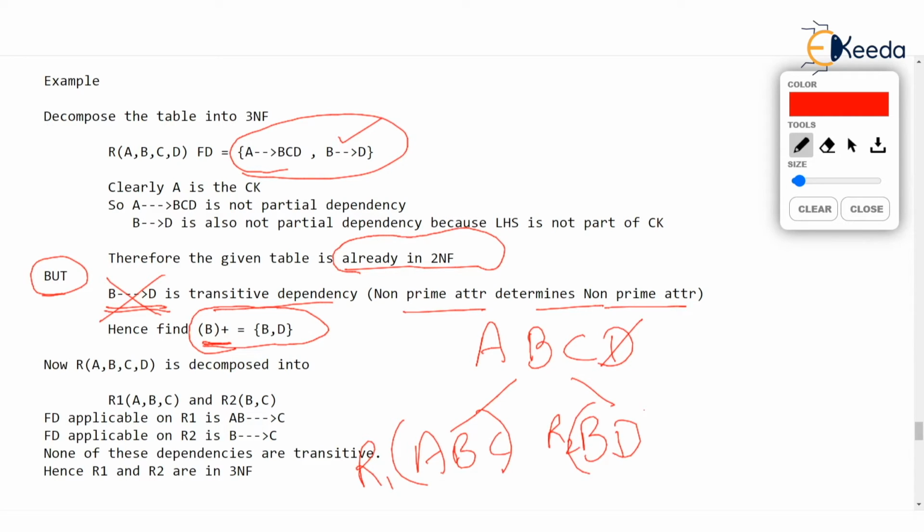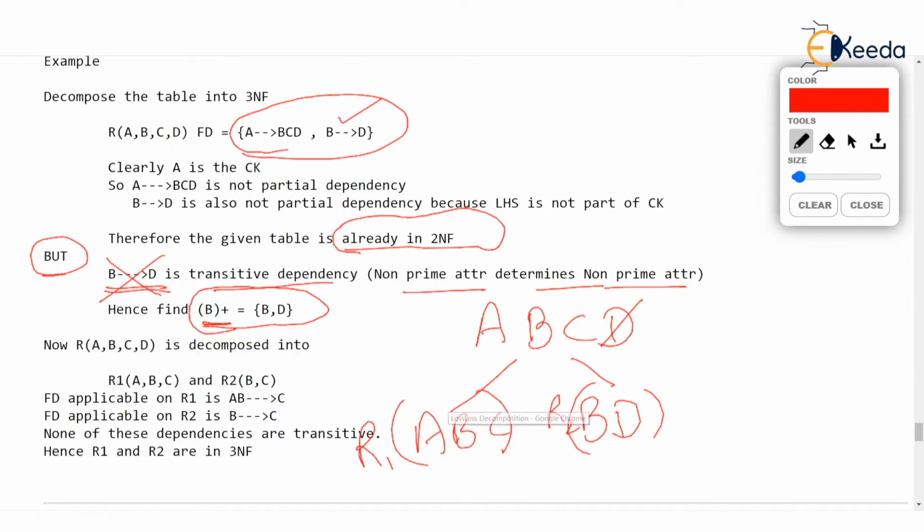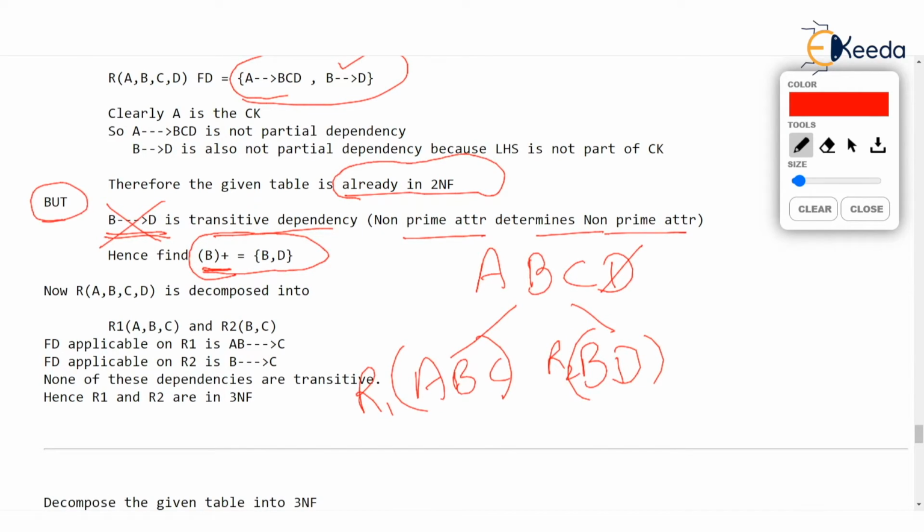But before you close the discussion, you have to check whether R1 has any transitive dependencies. Definitely there will be no partial dependencies because we knew that the table is in 2NF, isn't it? So don't waste your time in checking partial dependencies. But does R1 have any transitive dependencies? Now out of ABC, A determines BC cannot be applicable. BCD is there, isn't it? A determines BCD is there.